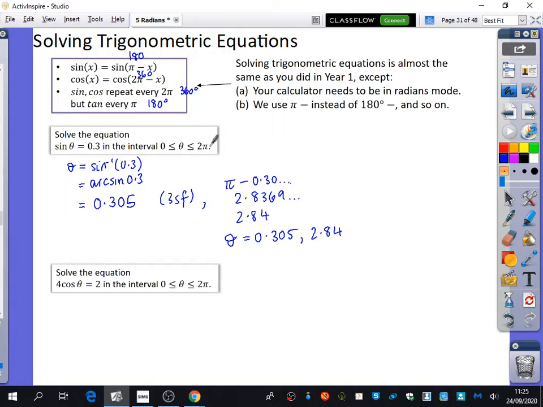So it wouldn't be inside the range. And you could add 2 pi to this, but it wouldn't be inside the range. So there's only going to be 2 solutions for this particular one that we've got here, okay? So those are our 2 solutions.